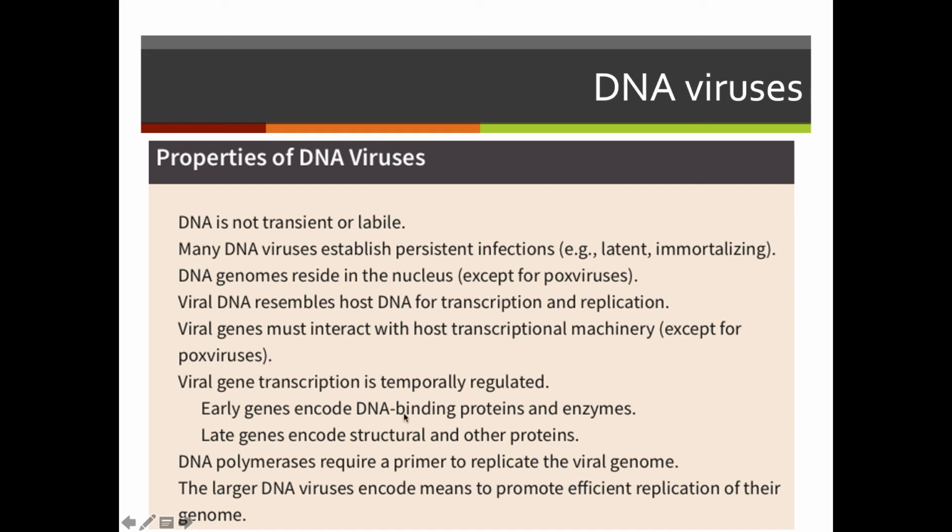Early genes encode DNA binding proteins and enzymes for transcription and translation. Late genes will encode structural proteins and maybe any proteins that are going to be packaged in the viral particle itself. DNA polymerases generally will require a primer to replicate the viral genome. Often we provide that for them. They may bring it themselves as well.